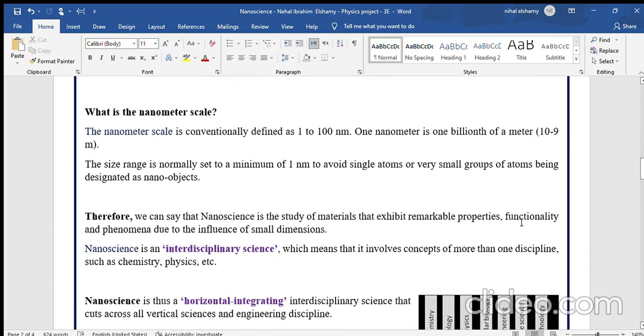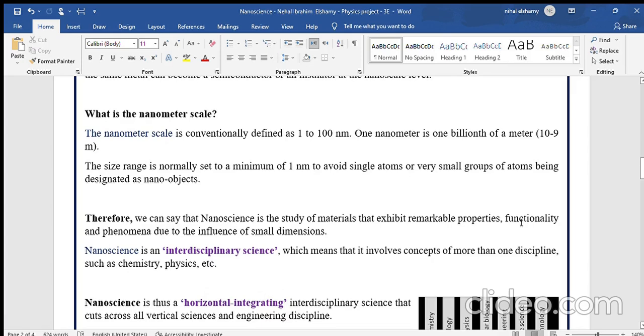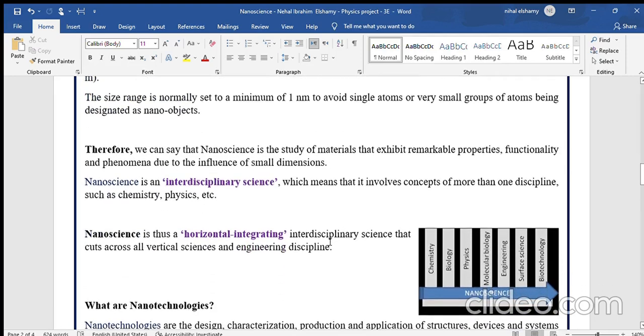What is the nanometer scale? The nanometer scale is conventionally defined as 1 to 100 nanometers. 1 nanometer is 1 billionth of a meter, 10 to the minus 9 meter. The size range is normally set to a minimum of 1 nanometer to avoid single atoms or very small groups of atoms being designated as nano-objects. Therefore, we can say that nanoscience is the study of materials that exhibit remarkable properties, functionality, and phenomena due to the influence of small dimensions.